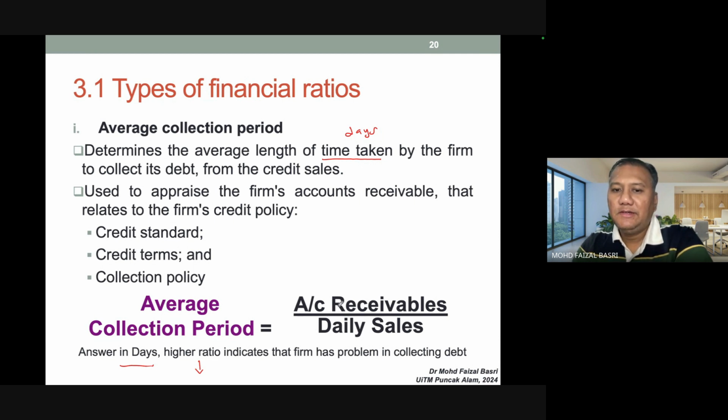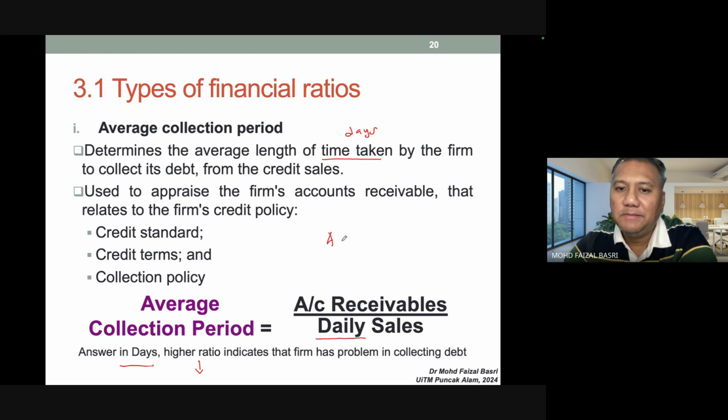Alright, so here the ratio indicates that we need to have the account receivable and kita nak daily sales. Okay, so kalau kita tengok tadi dalam kita punya soalan, there's no perkataan daily dalam sales. Okay, we just have sales. But here the formula is daily sales. So to make it easier ataupun alternatively, I would suggest for you to use an alternative formula.